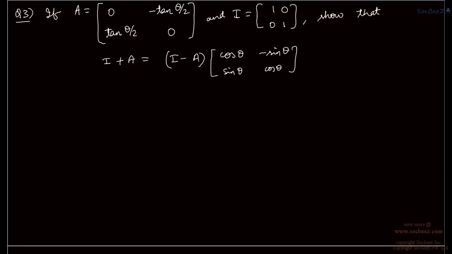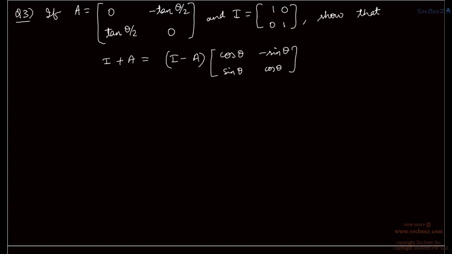If A is equal to 0, minus tan theta by 2, tan theta by 2, 0, and I is equal to 1, 0, 0, 1, show that I plus A is equal to I minus A into cos theta, minus sin theta, sin theta, cos theta. Okay, if you look at this question, the statement we are supposed to prove actually has more complex terms on the right hand side than on the left hand side, and usually it's the other way.